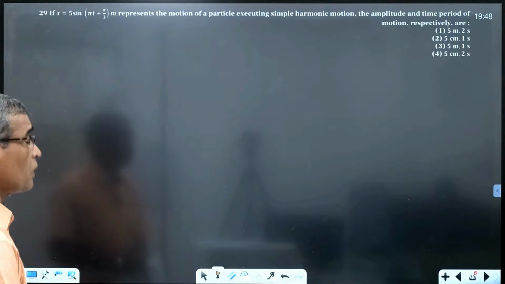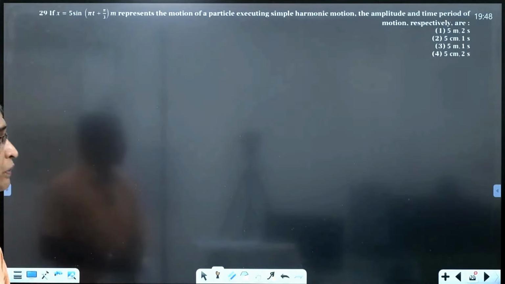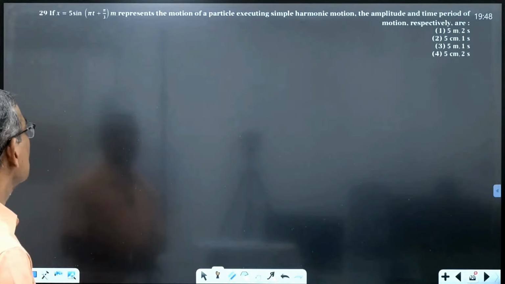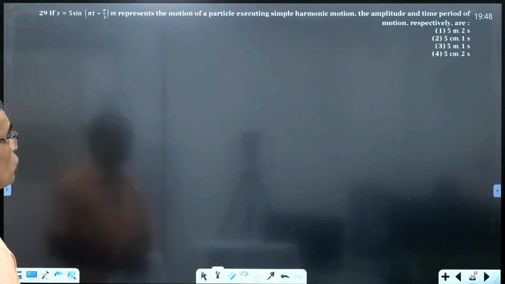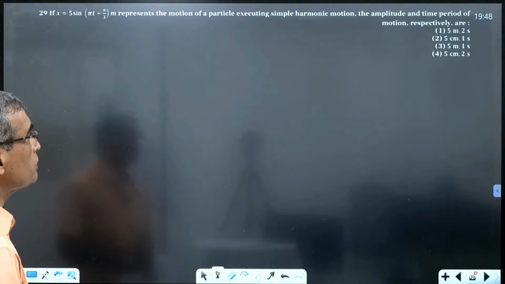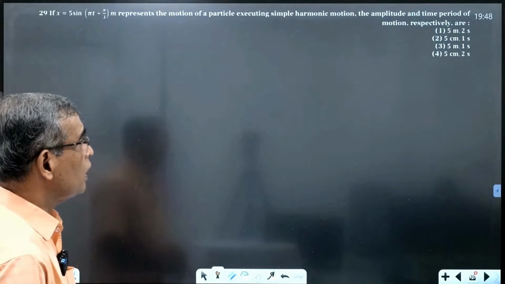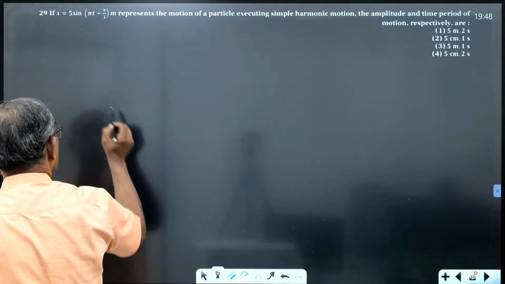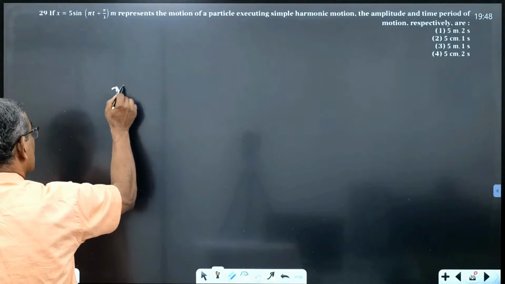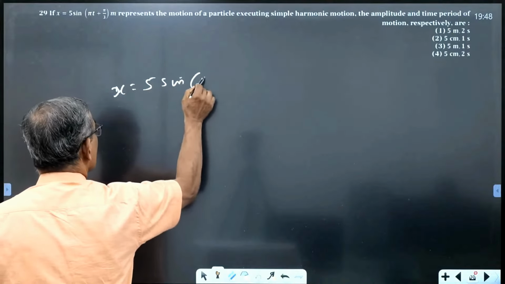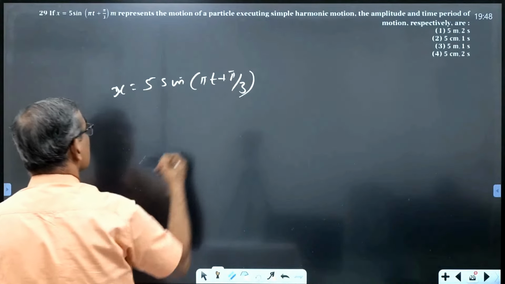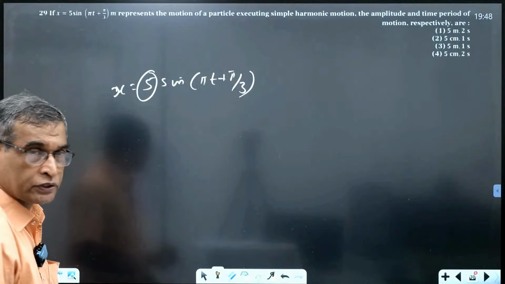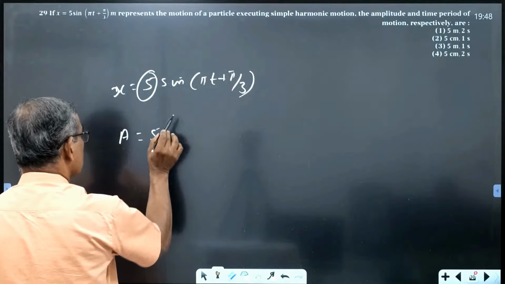Question 29. You are given an equation: y equals 5 sine of pi t plus pi by 3. It may represent the motion of a particle executing SHM, simple harmonic motion. Find the amplitude and time period of the motion respectively. You know the coefficient of the trigonometric function is the amplitude. Now the coefficient of the trigonometric function is equal to 5. That is our amplitude, by simple comparison. So amplitude A is equal to 5 units.